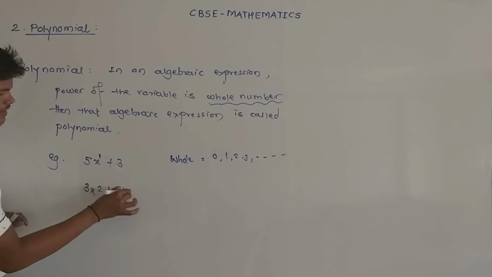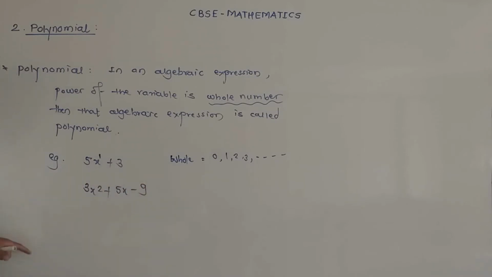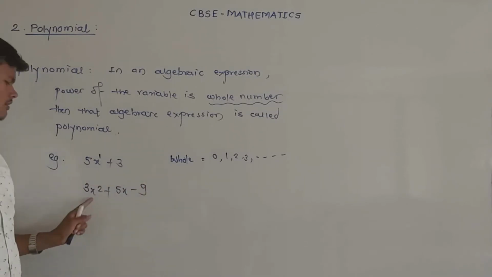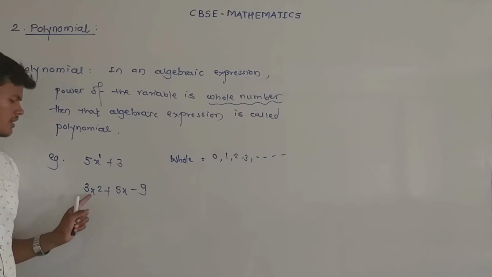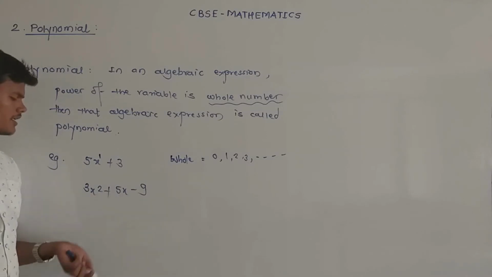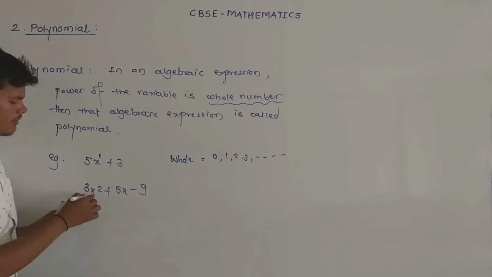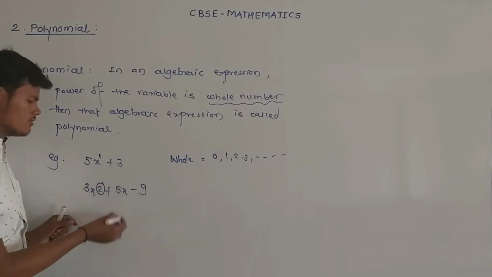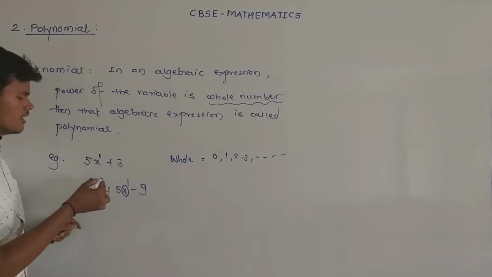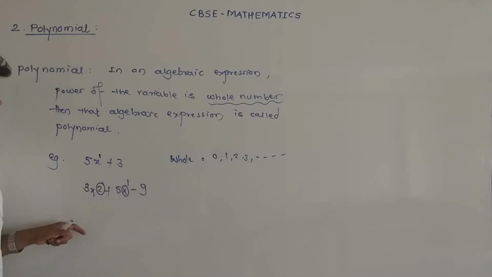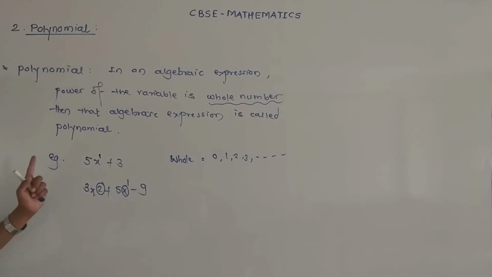3x square plus 5x minus 9. So the given expression contains only one variable, which is x, but used two times, that is in the first term and in the second term. So here the power of x is 2, which is positive, and here the power of x by default is 1, which is also positive. So the power of the variable is a whole number, therefore the given expression is called a polynomial. So this is what a polynomial is.